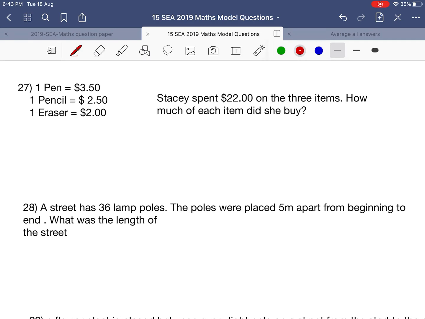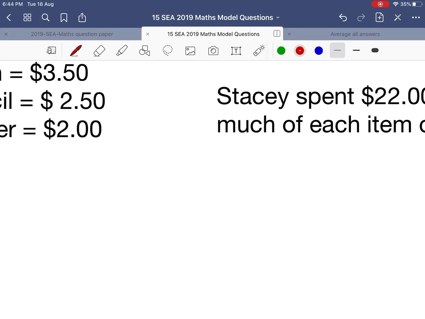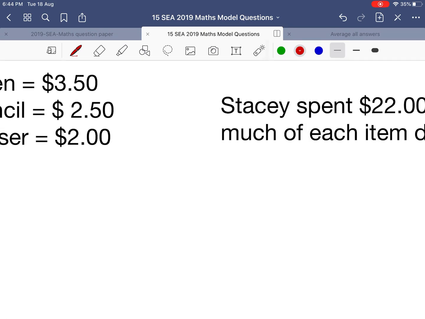Next, we have the prices of some items on the left. Stacy spent $22 on the 3 items. How much of each item did she buy? So there is more than one combination that we can use. Here we can see that we don't have a total that is ending with 50 cents. So we know that the number of pens and pencils are equal. So let's add those up. 1 pen plus 1 pencil, that will give us $3.50 plus $2.50 will give us $6.